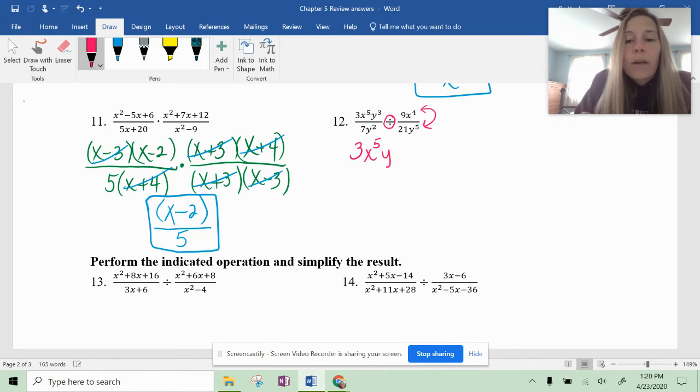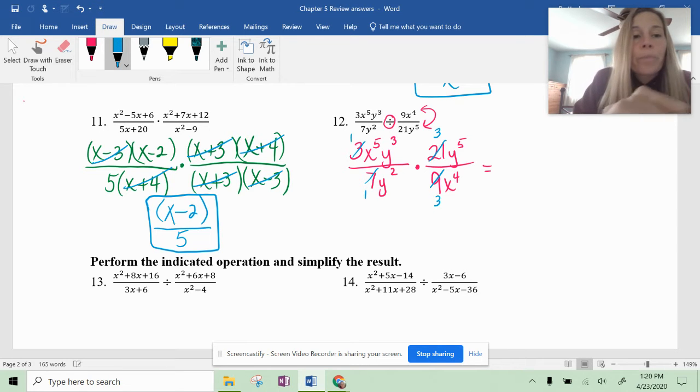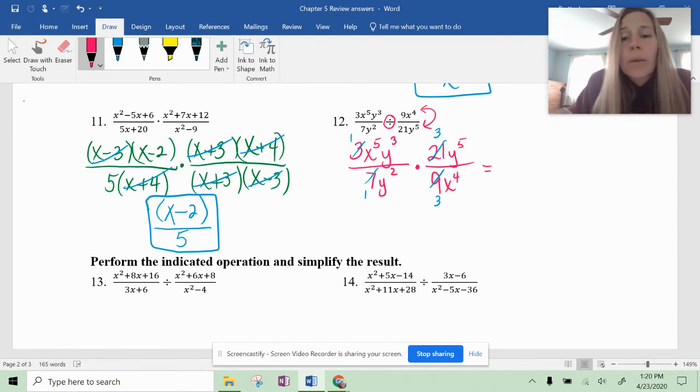So 3x to the 5th, y to the 3rd over 7y squared, changing my multiplication sign there, and then 21y to the 5th is going to move to the top, and 9x to the 4th is going to move to the bottom. Now, since these are all monomials, I'm just going to multiply my fractions across the top and the bottom. If you would like to cross cancel to reduce and make those numbers a little bit simpler, so like 7 and 21, you could make it a 1 and a 3. The 3 and the 9, you could make that 1/3 as well. It might help you out a little bit with the numbers not being so big.